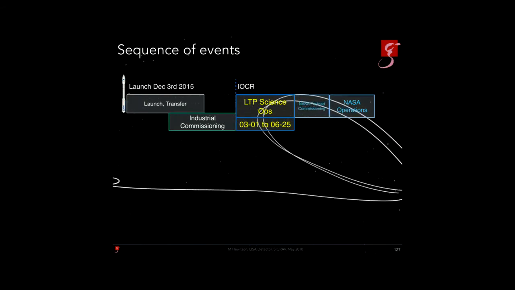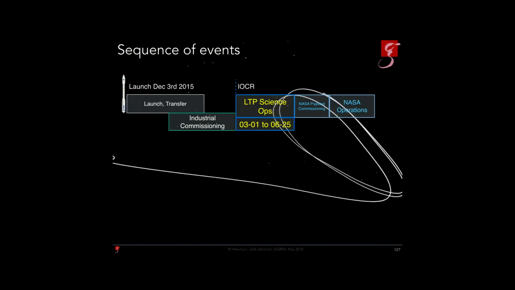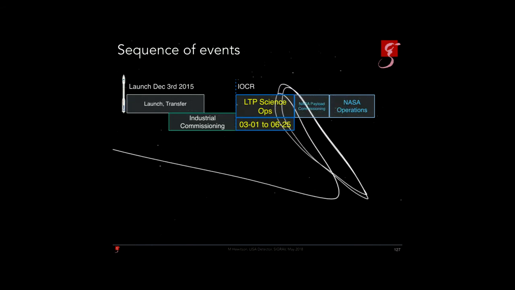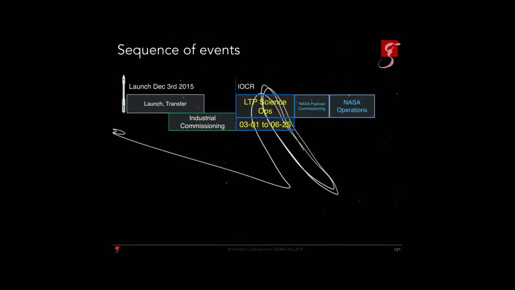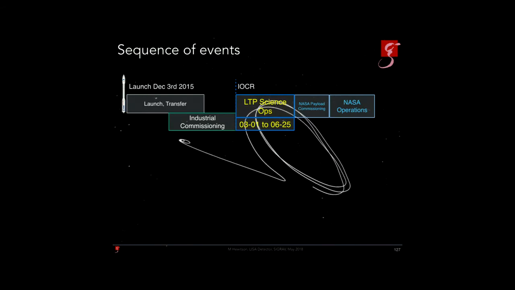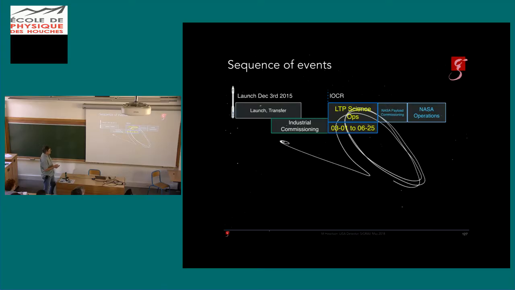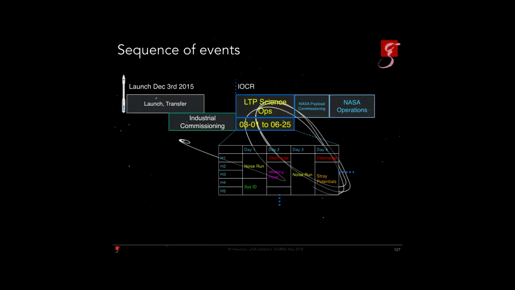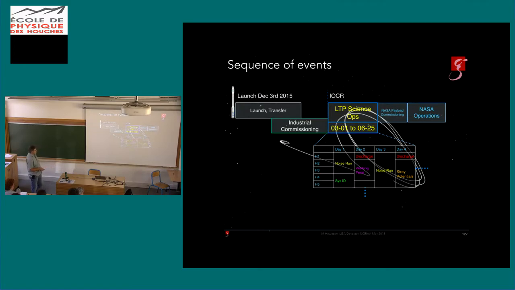We had an industrial commissioning phase where the engineers who'd built everything switched it all on and made sure things were working. Then we handed over to science operations around the beginning of March in 2016 and did a few months of science operations. We only had 90 days of operations planned, which was a pretty challenging thing to organize and make sure we could do all the experiments we wanted. Turns out we did an extension, but we didn't know that at the start. And then there was the period where the NASA team also commissioned their part of the payload and did some operations as well. So that means that each day of these few months was packed full of experiments.